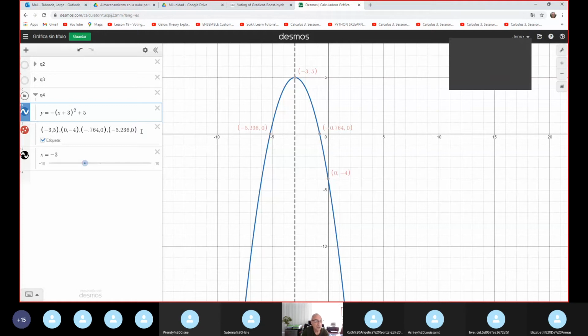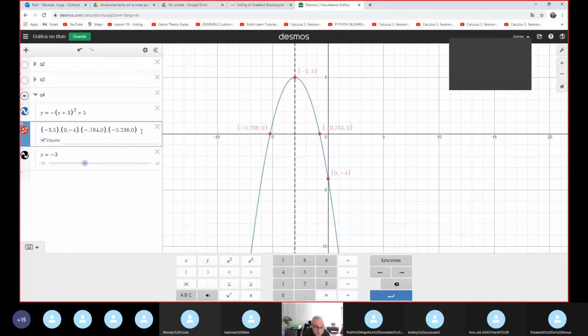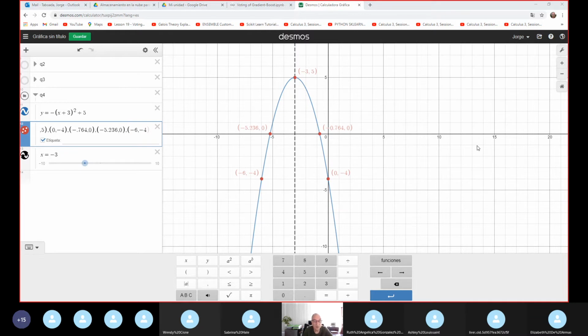So we have another extra point that we discover using the symmetry, the point -6, -4. Done. Super, excellent parabola. We have 5 points, axial symmetry, open in the downward, everything clear. At least for me, I don't know you.